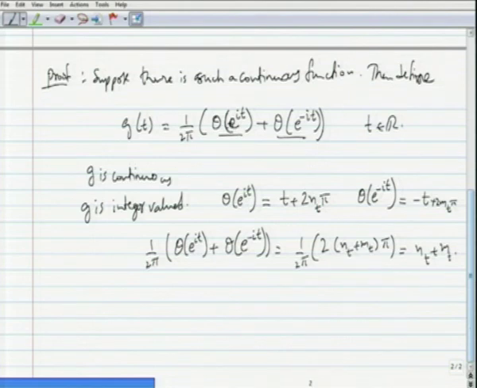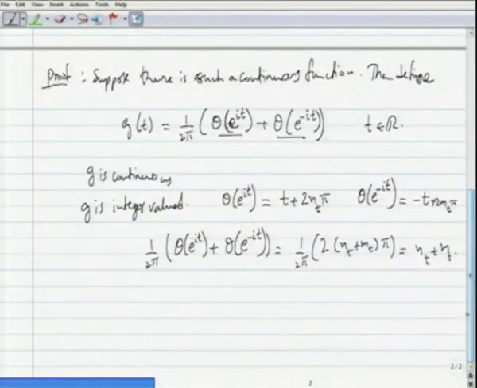The only continuous integer valued functions from the real numbers to R are constants. So, g has to be a constant function.